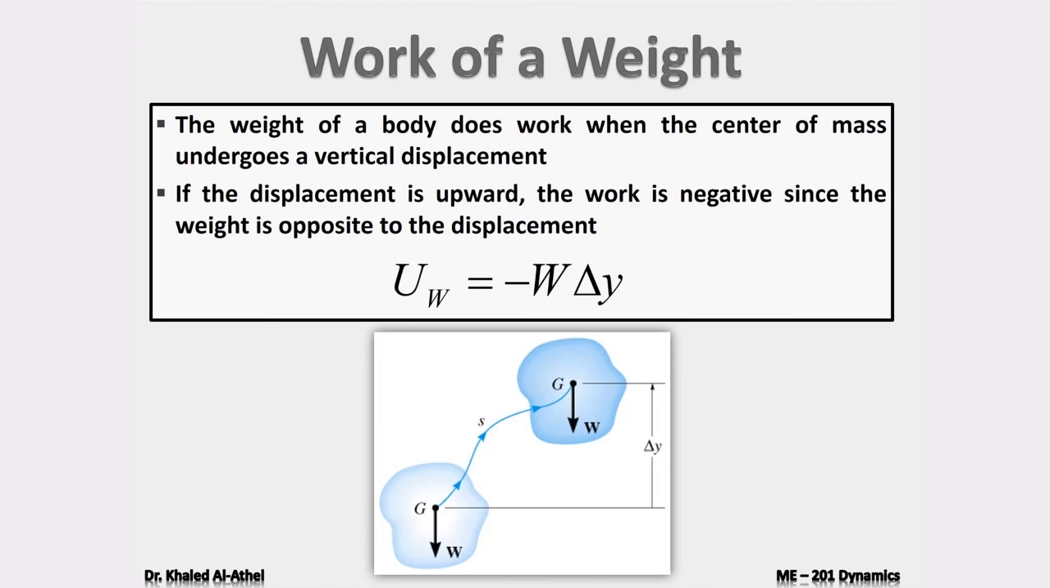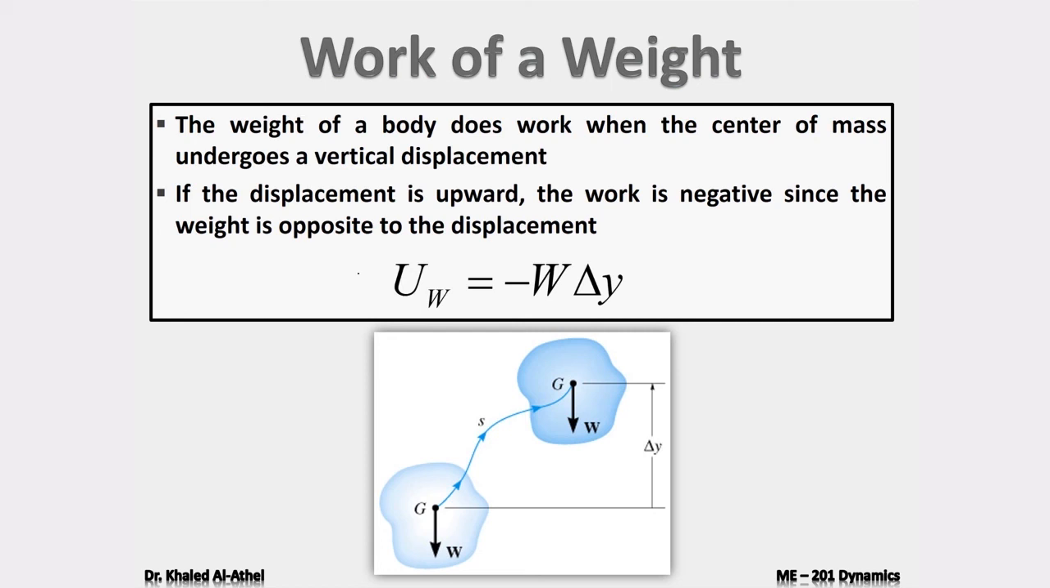Now I could have other types, like the work done by the weight. The weight of a body does work when the center of mass undergoes vertical displacement. I don't care about other points. It has to be the center of mass, or center of gravity, that is moving. So if the displacement is upward, and you know that the force of the weight is acting downward, then the work is going to be negative. If the displacement is downward, then it's going to give me positive work because the force of gravity is acting downward, which is the same direction as the displacement.